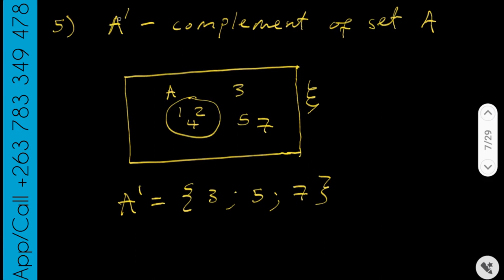Now, when you've got an A and a little prime here, this means complement of set A. Complement of set A means what is not inside set A. What is inside the universal set but is not inside set A. So you're looking for what is outside set A. So if you look at this diagram here, what is inside set A is 1, 2, 4. So this is A. But then what is outside set A is 3, 5, 7. So A complement is 3, 5, 7. That's your A complement.